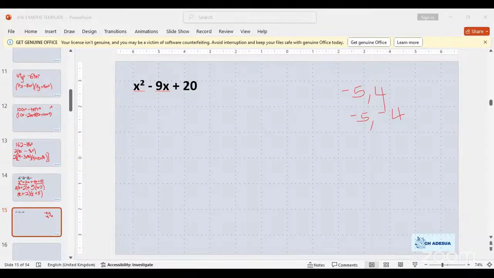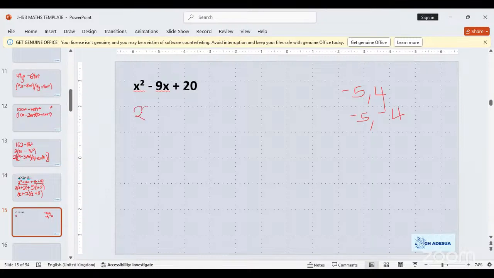Okay, all right. So the values are negative 5 and negative 4. You use them to split the middle number. In splitting, you should position them so well that it will favor your final factorization.